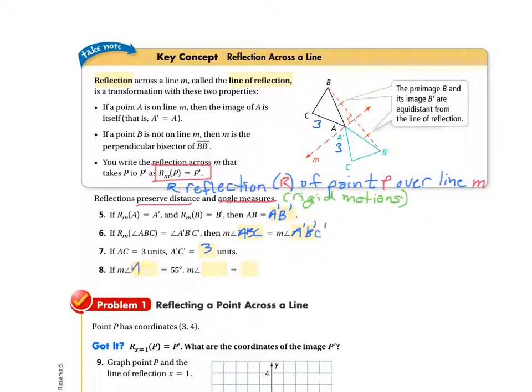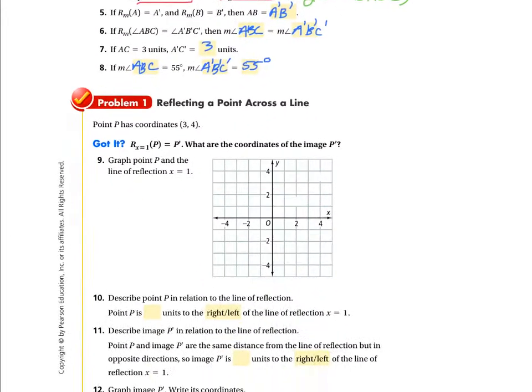And then this one, if the measure of angle ABC is 55 degrees, then the measure of angle A prime, B prime, C prime is what? 55 degrees. So that's something that might come up in your problems assigned to you today. Let's look at problem 1.